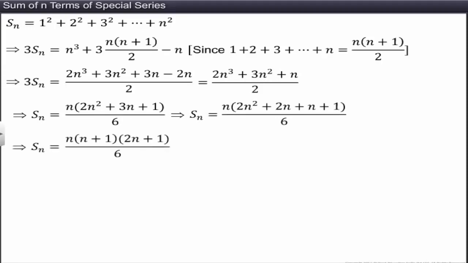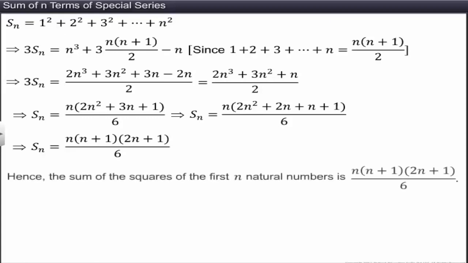Hence, the sum of the squares of the first n natural numbers is n into n plus 1 into 2n plus 1 whole divided by 6. The sum of the squares of the first n natural numbers is denoted by summation of k square, where k is from 1 to n.